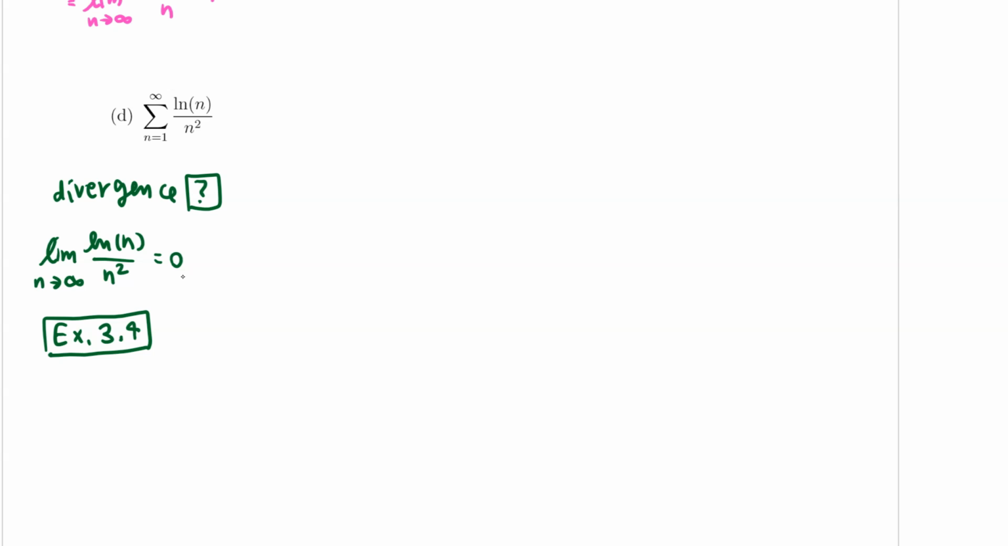Let's try something else. Maybe we can try the comparison test. To use the comparison test, I'm going to have to come up with another series to compare with this one. There are not many series that we know that have the log n, so let me try to compare log n over n squared with 1 over n squared, and we know that log n is going to be bigger than or equal to 1. And this guy is a p-series with p equal to 2, so this guy is going to converge.